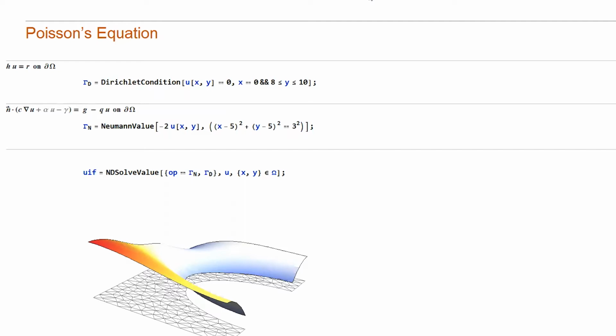Next, we specify a Neumann value on the semicircle that's the inner part of the region. We can then use NDSolveValue and specify that the operator is the same, with the Neumann value, the Dirichlet condition, and u the dependent variable, and x and y are elements of omega, the region specified previously. And we can visualize the result below.